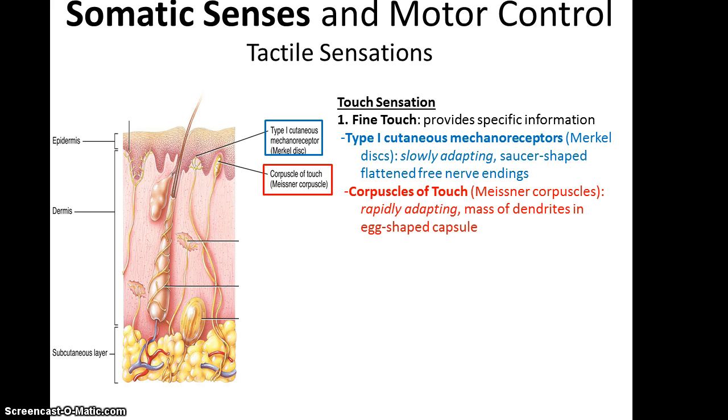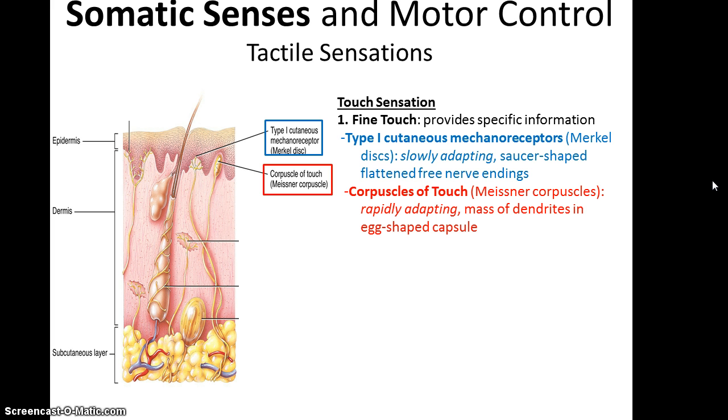And the type 1 cutaneous mechanoreceptors are called slowly adapting. This means that they detect the sense of touch, and they keep detecting it. So as long as you're touching that thing, these receptors are saying, yes, you're touching it, you're still touching it, you're still touching it.